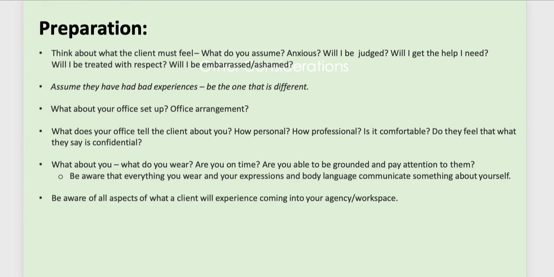Look at what you wear and whether or not you're on time. Make sure you're on time for the client. That communicates a lot of respect to the client, and be sure that you're able to pay attention to them. If you have issues going on in your daily living, do your best to set that aside before you begin to sit down with the client so that you're fully present. And be aware that your expressions, your body language, the things that you wear, how you prepare yourself, all communicate something about yourself to the client and also reflect how you feel about the client and how much respect you have for that individual.